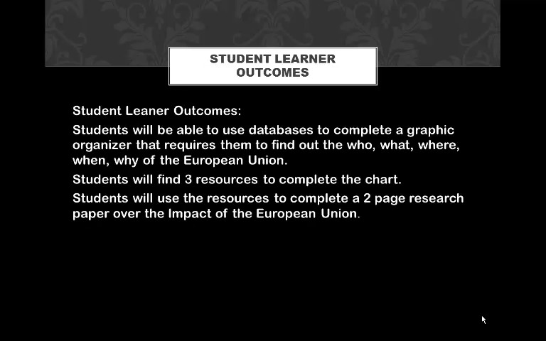The student-learner outcomes. Students will be able to use the databases to complete a graphic organizer that requires them to find out the who, what, where, when, and why of the European Union. Students will find 3 resources to complete the chart. Students will use the resources to complete a 2-page research paper over the impact of the European Union.